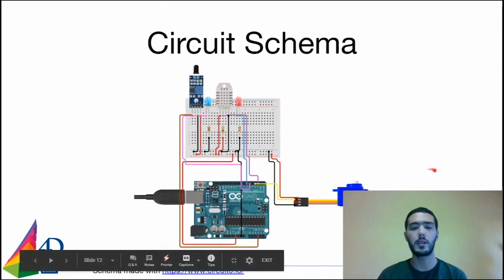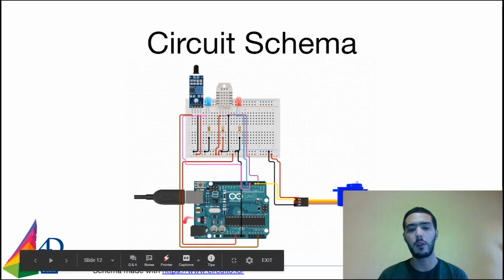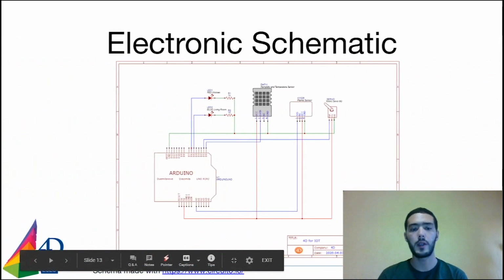This is the schema for those interested in probably recreating this circuit. So as we've seen, this is the flame sensor, the humidity sensor, both LEDs, and the servo motor. The Arduino Uno is connected via USB. This is a more detailed schematic of the electronic circuit.